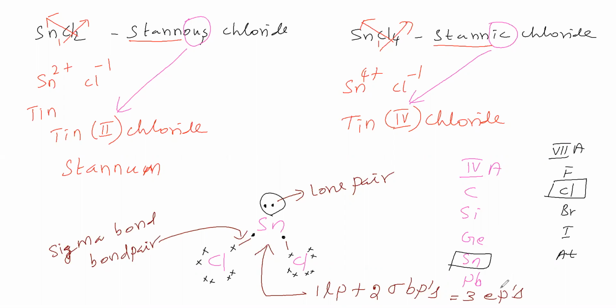Okay, so what is the shape of this one? We can say angular shape. The shape of SnCl2 is angular. Then next molecule we will take.